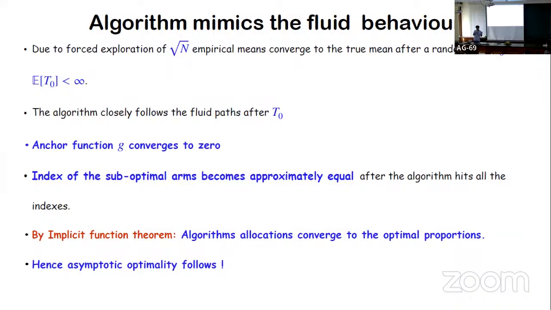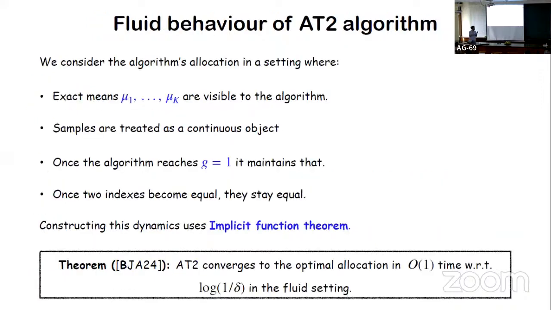So now the algorithm's behavior becomes very similar to this system. It's as if the real means are visible to the algorithm, and it is following this dynamics and converging to the optimal allocation. And after that, it just waits for the GLLR condition to be met.